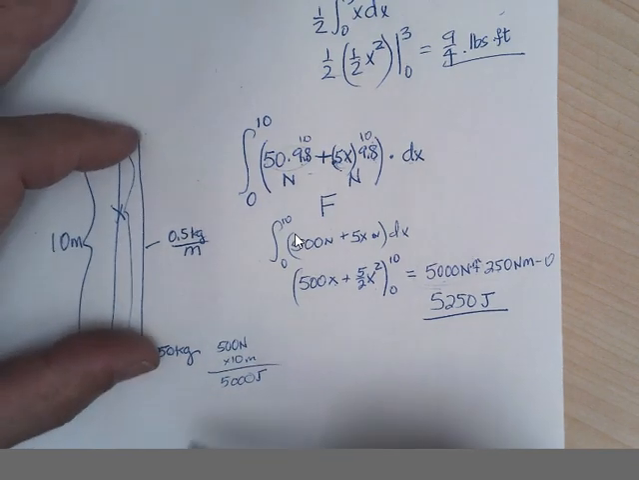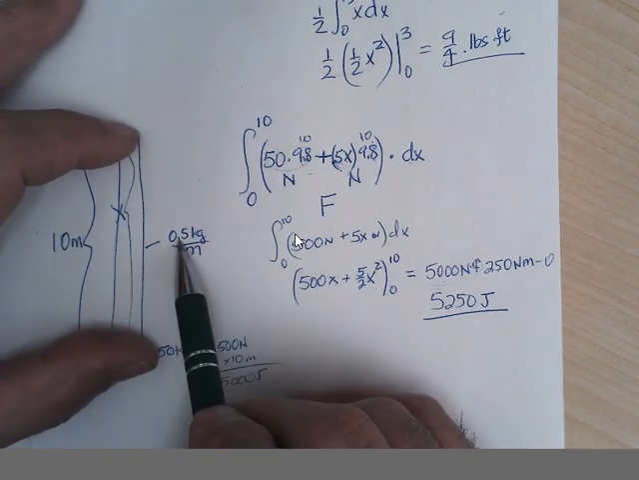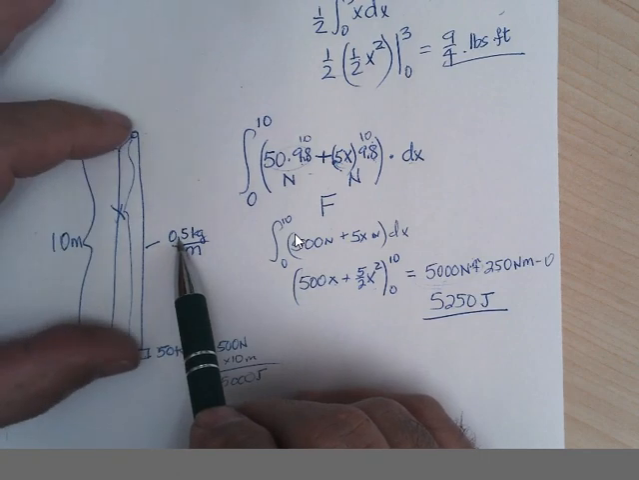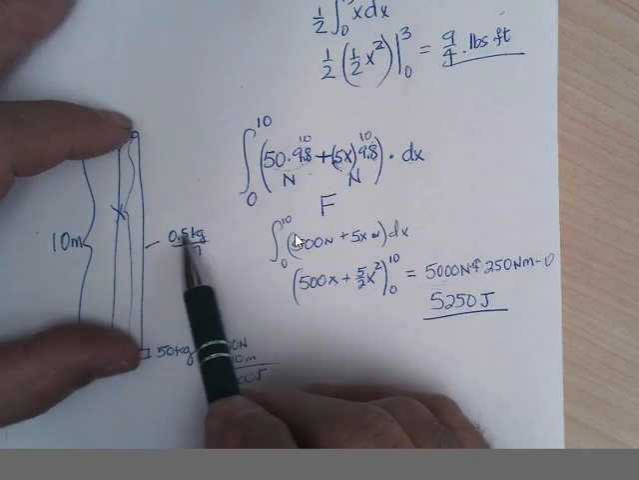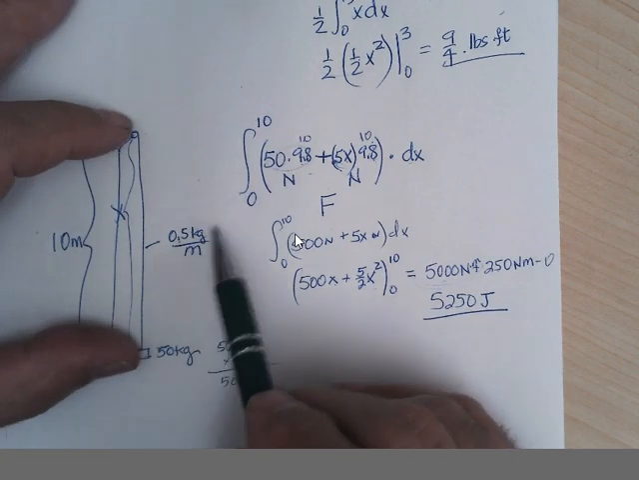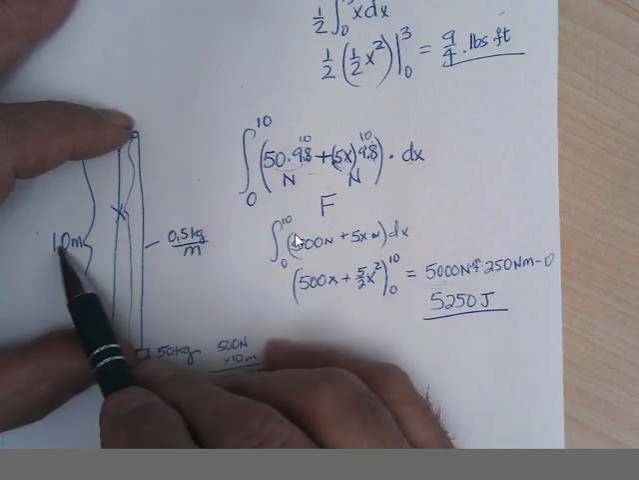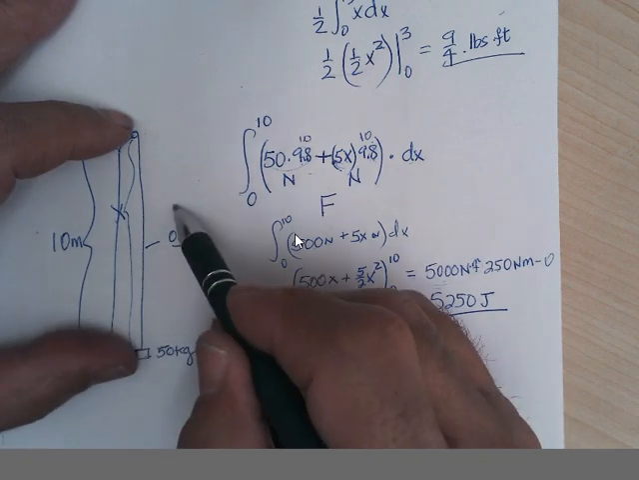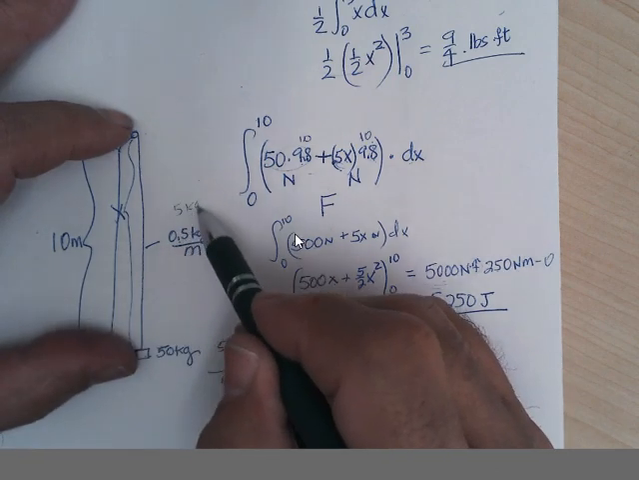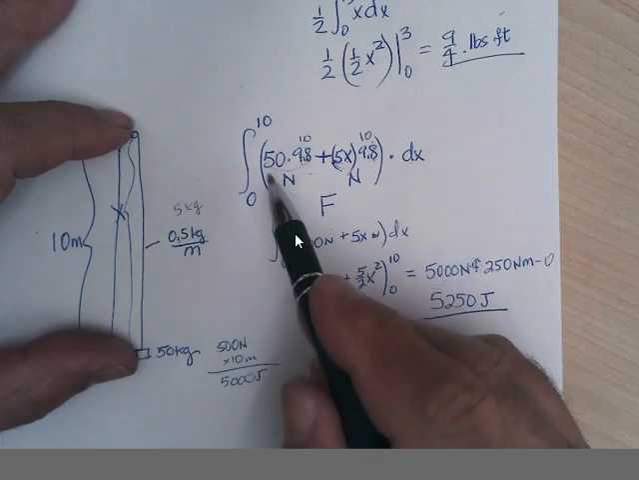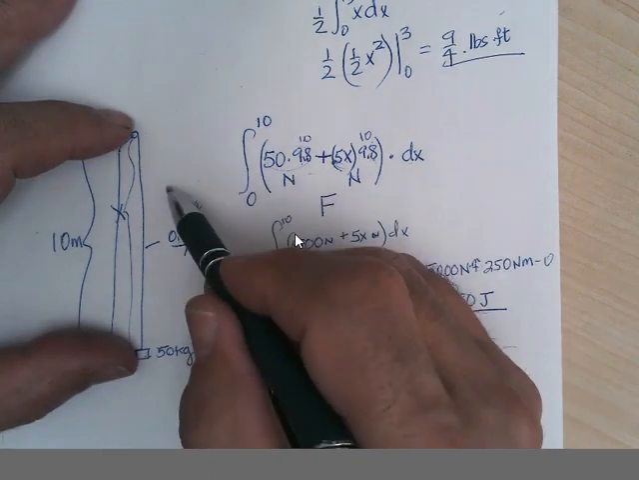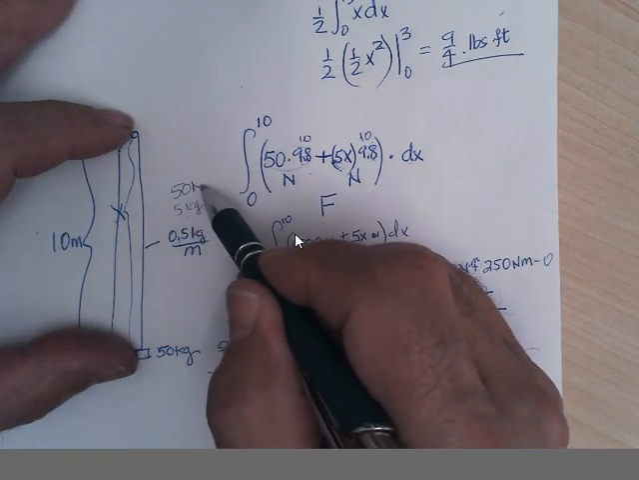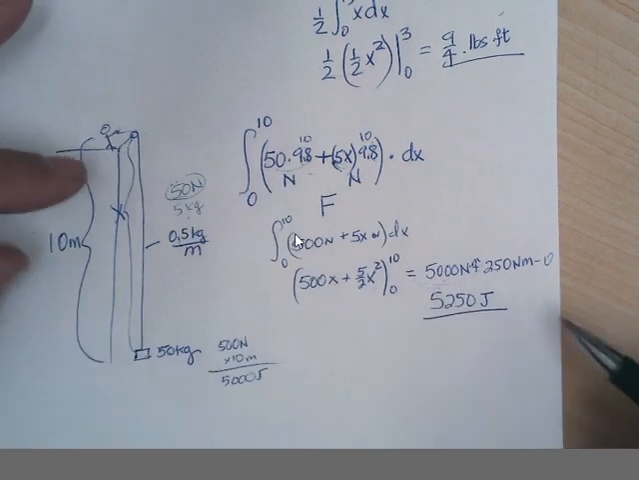However, I could think of the total mass of the rope. See, it's 10 meters long times that half a kilogram per meter. So 10 meters of a half, that's 5 kilograms of rope, times 10 for gravity makes it 50 newtons weight of rope.